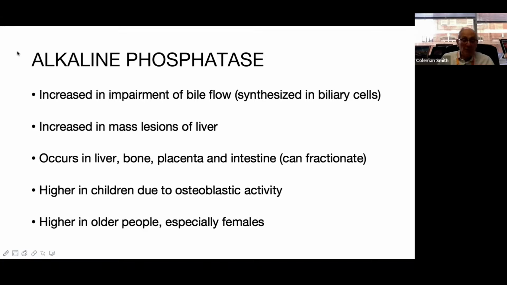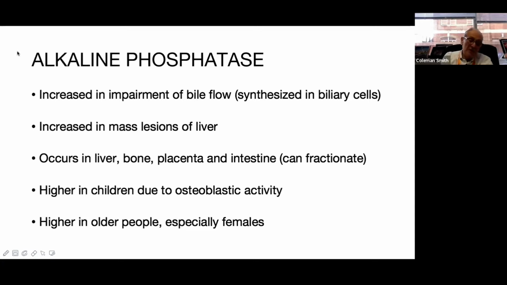It's higher in children, and that's because of their bone origin. The bones are growing. There's a lot of osteoblastic activity going on. So, especially osteoblastic in the growing children, and so you'll have a higher alkaline phosphatase level. So the normals for children are much higher than the normal for adults.